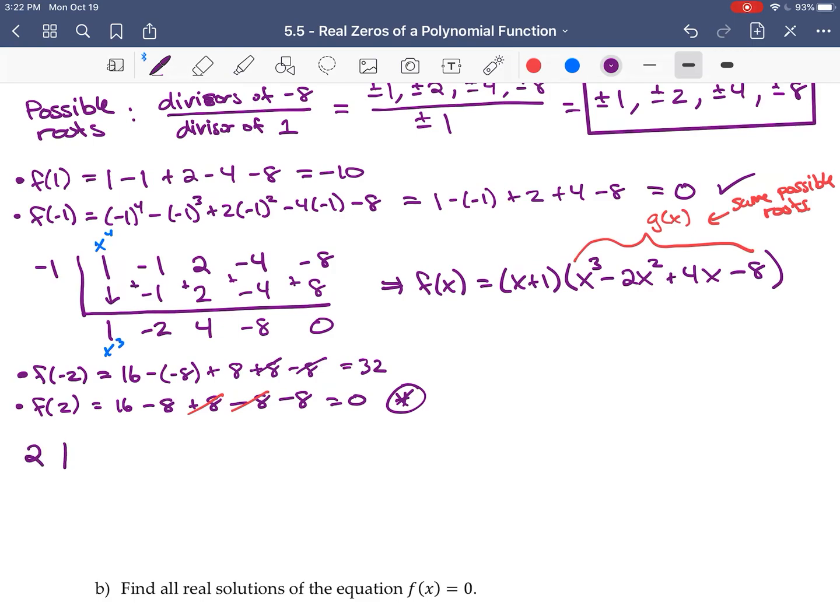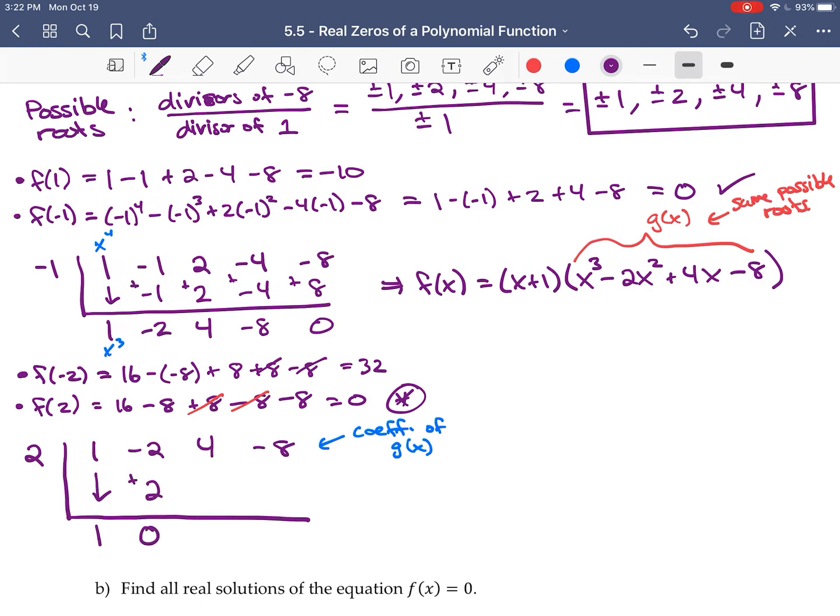So I can do my synthetic division again, but I'm doing it on g of x. So my coefficients are 1, negative 2, 4, and negative 8. Maybe I'll just write that. So these are coefficients of g of x. Okay, so bring the 1 down. 2 times 1 is 2. Okay, we add those, I get 0. 2 times 0 is 0. Add those, I get 4. 2 times 4 is 8. Add those, I get 0. Okay, the remainder 0 is good.